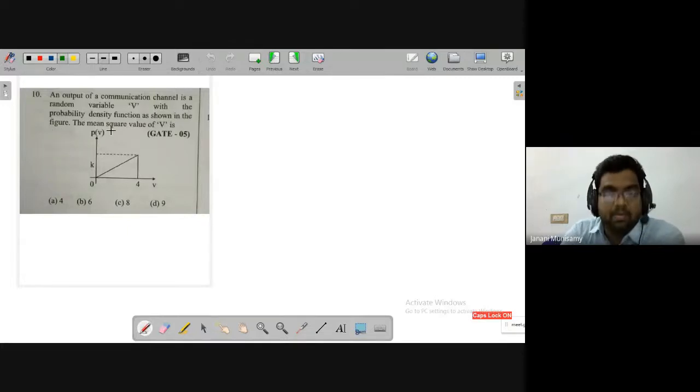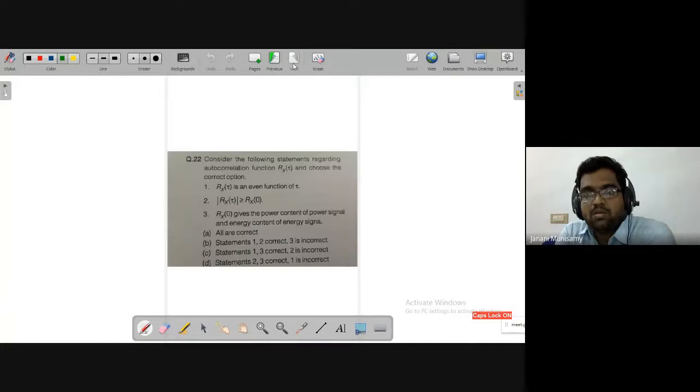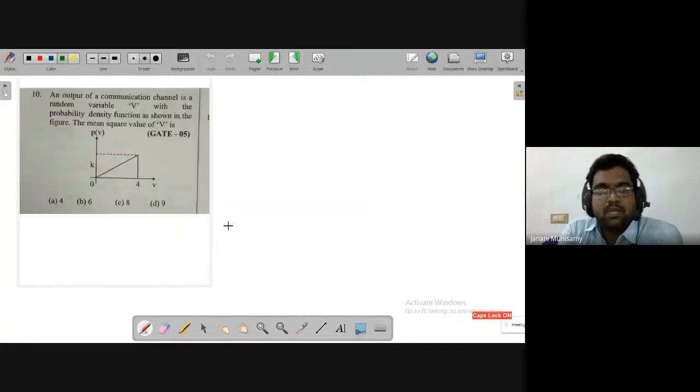This is the last problem. Okay, 7th problem. An output of a communication channel is a random variable V with the probability density function as shown in the figure. What is the mean square value?